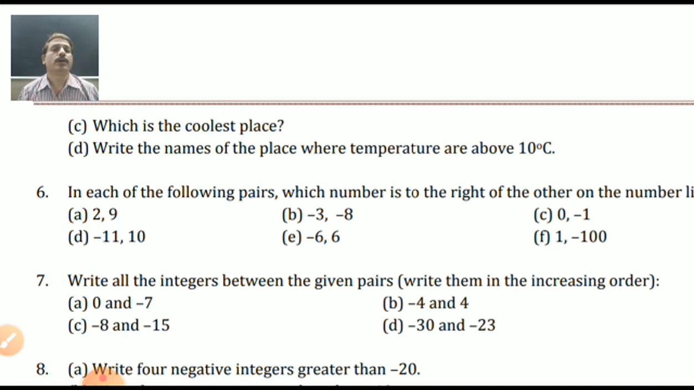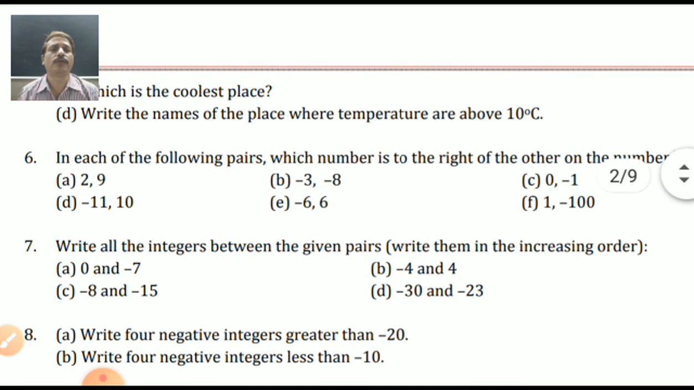Okay, good. Write the names of the place where temperature are above 10 degree centigrade. Very simple. कौन से place के name है? You can just see the questions and write down the answers. Easy lesson or hard? Easy. Yes, very good. Now each of the following pair, which number is to the right of the other on the number line?